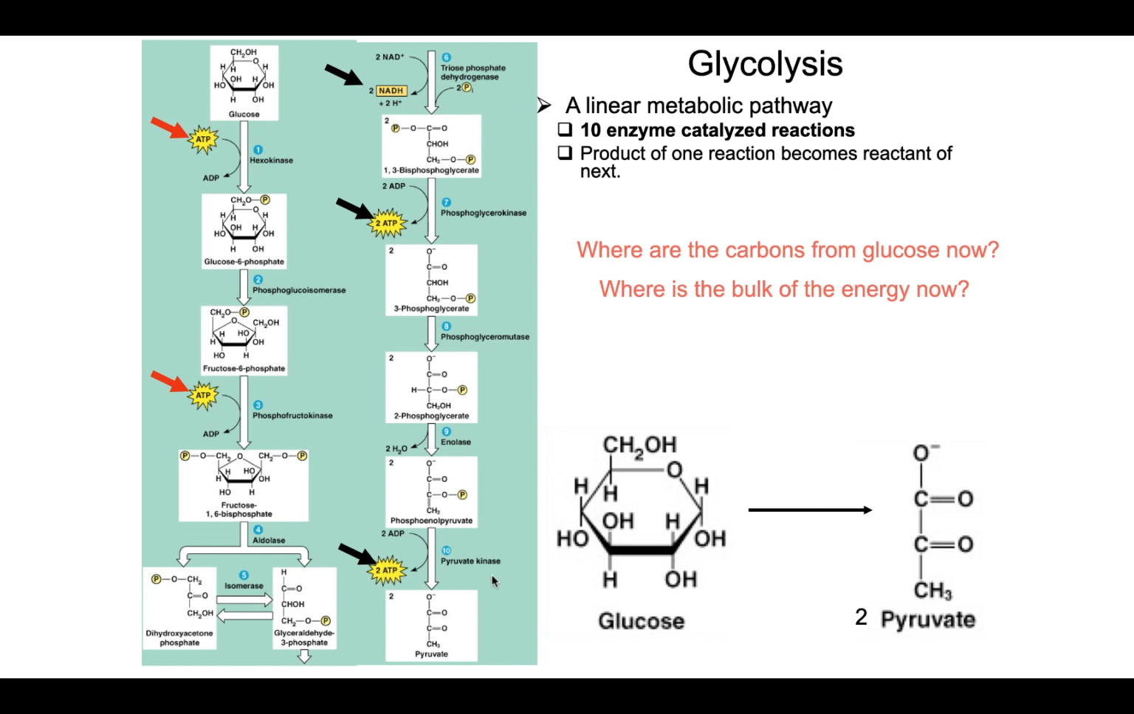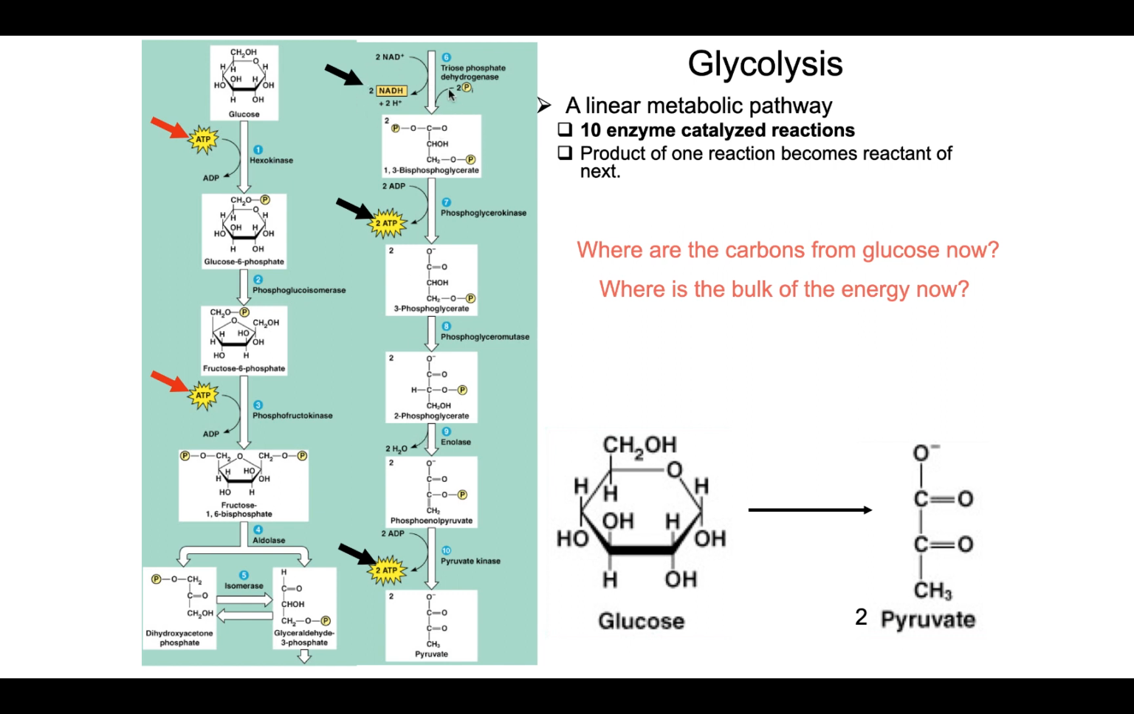And what we see here is that there are 2 steps in which ATP has to be spent. So one step here, one step here. So this first half of glycolysis is called the investment phase. But then in the second half of glycolysis, we get 4 ATP being made. That's called the payout phase. And so our net production of ATP in glycolysis is 2.